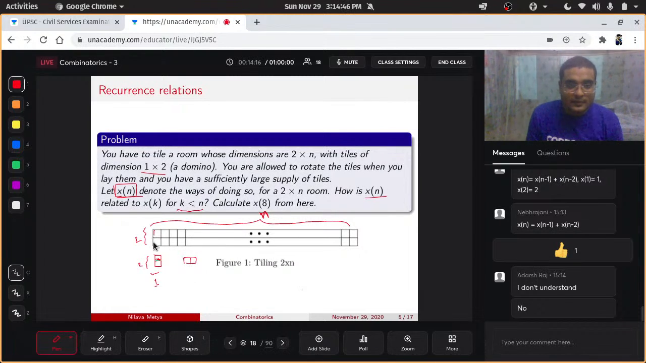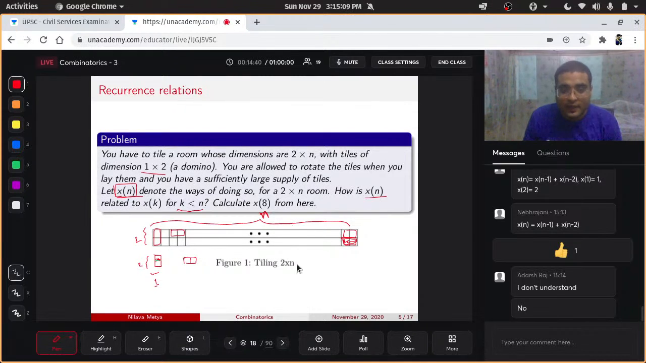So I can place a tile like this maybe, or I could place a tile like this somewhere. Maybe over here I have placed a tile here. Maybe over here I have placed a tile here. Okay. So this covers everything. Right. So I'm asking how many different ways are there to place these tiles, as an overall arrangement?